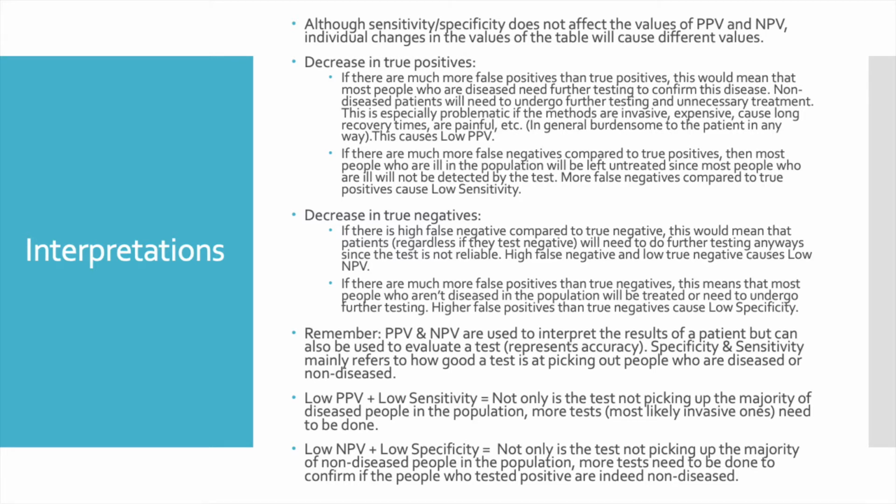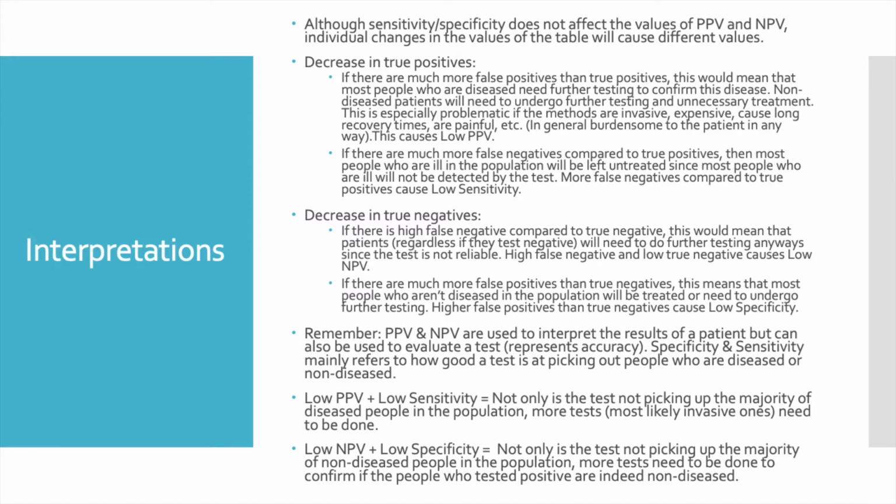Now, in the case where there are more false positives than true negatives, this will mean that most people who aren't diseased in the population will actually be treated or will need to undergo further testing. And therefore, higher false positives than true negatives cause low specificity.